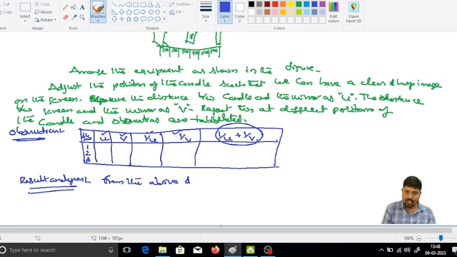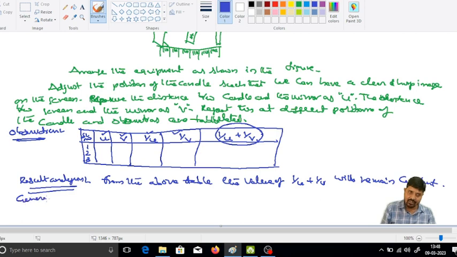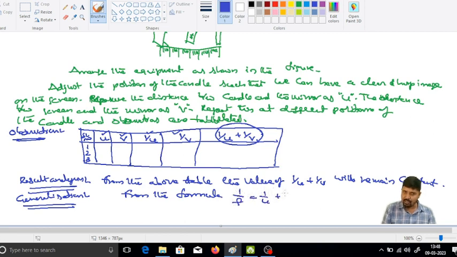From the above table, the value of 1 by U plus 1 by V will remain constant. Okay, this is the result analysis. After result analysis, what we are going to write? The last step is generalization. What is our generalization? Generalization is from the formula. What is the formula? 1 by F is equal to 1 by U plus 1 by V.